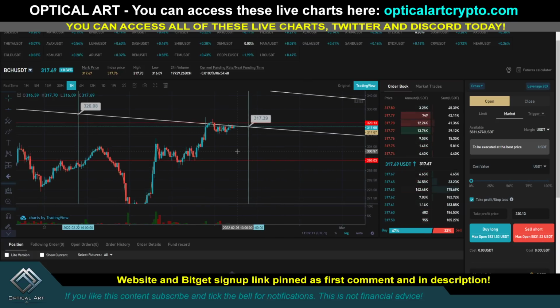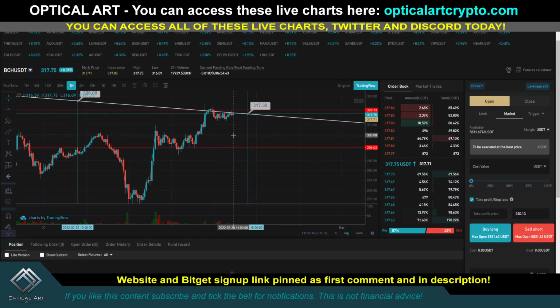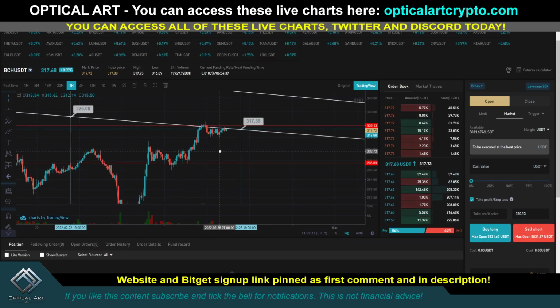If we get rejected and come down, then when it hits this point, it'll take profit. Now you could set your take profit much lower, and then you can decide when you want to exit your trade, and I'll show you how to do that as well. So my take profit is going to be 295. My stop is 320.13.